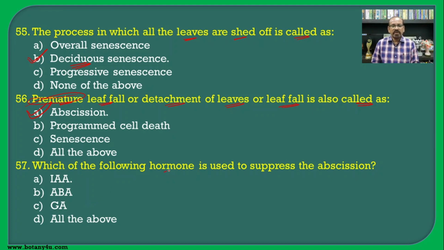Then which of the following hormone is used to suppress the abscission? Means if that hormone is present, there is a reduction in the activity of the abscission. So the indole acetic acid, that is the auxin, which is responsible to suppress or to avoid the process of the abscission, and hence it becomes the answer for this question.